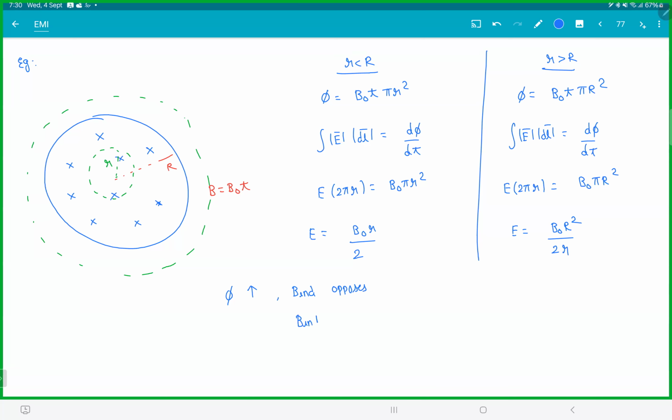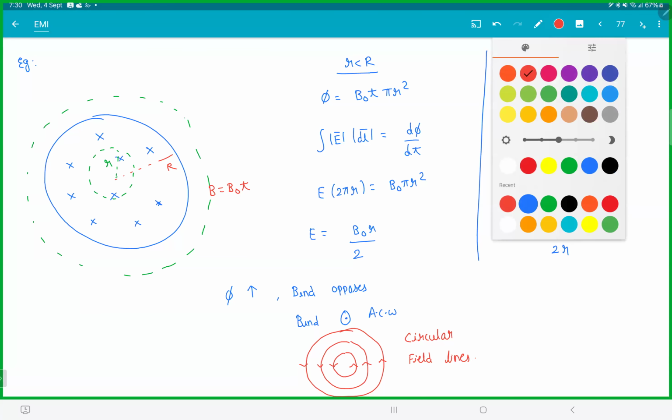Therefore, B induced must be out of the plane. So this is anti-clockwise. Interestingly, we have field lines like this: concentric circles, and the field lines are going anti-clockwise. We have never dealt with field lines like this. These are circular field lines. They form closed loops. We will talk about that later on.